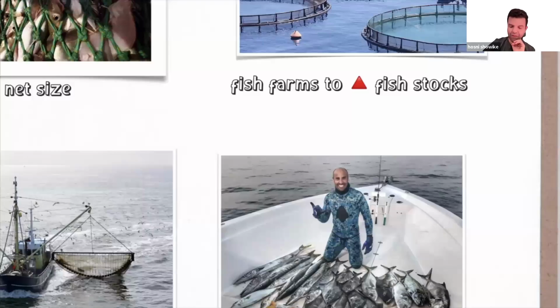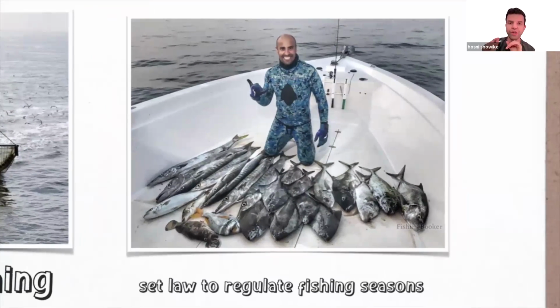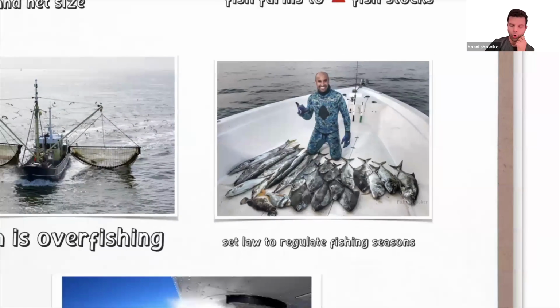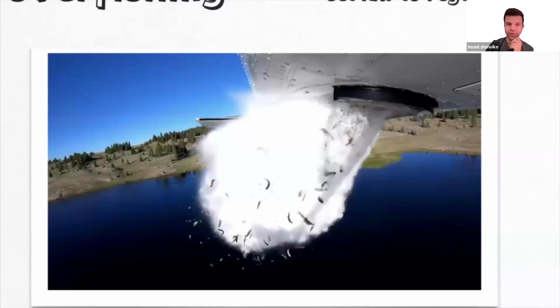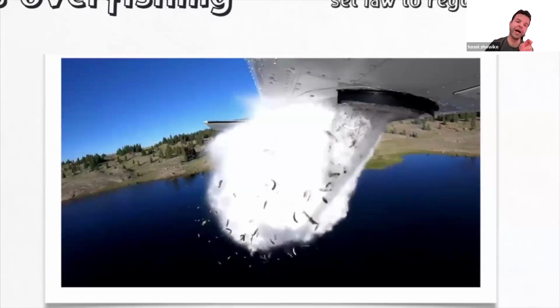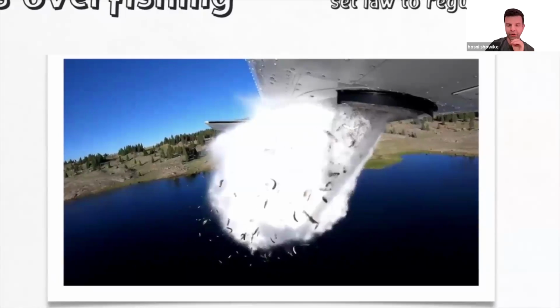You can also have fishing seasons, meaning you would only fish when you allow fish to breed, like maybe in the spring, and then you fish in the summer. So you ban fishing while the fish are still breeding. Also, you can restock fish, right? So you can breed them somewhere safe and put them back in their environment.